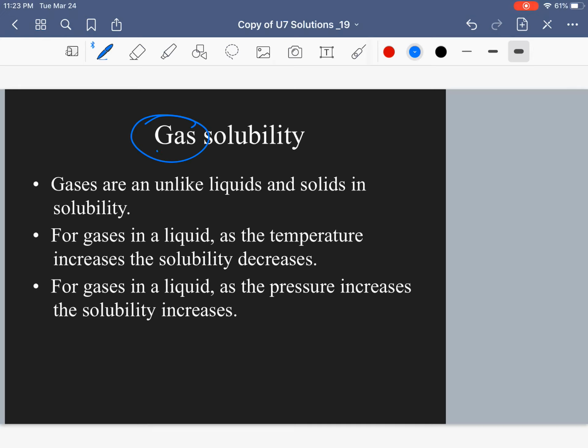All right, so now when we talk about gas solubility, we're going to just add this quick point in as we're talking about solubility. Gas, all right, this is different than what we've been talking about. Gases are unlike liquids and solids, just what we've been referring to, such as your water and sugar. Gases in a liquid, think the carbonation in a soda, all right?